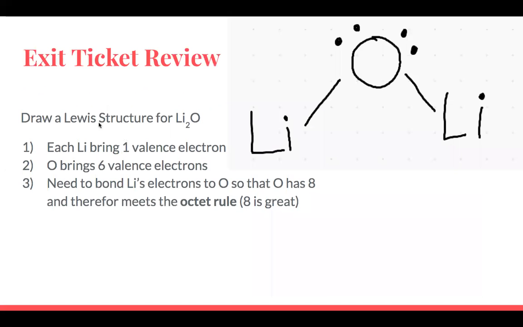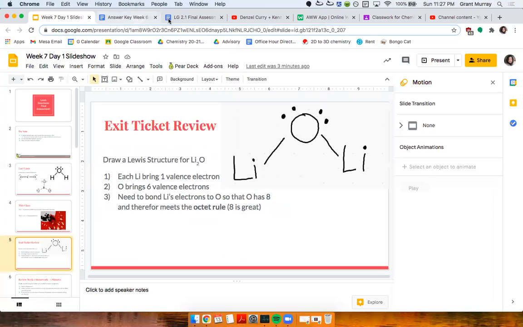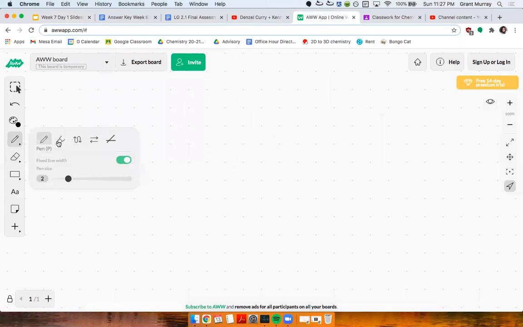Exit ticket review. This is drawing a Lewis structure for Li2O. Sorry, Li2O, not lithium dioxide, dilithium oxide. So each lithium atom here brings one electron with it. O brings six valence electrons, and therefore I need to take the one electron from lithium and bond it to O, so that O ends up with 8. Therefore, it meets the octet rule. If we count oxygen right here, 1, 2, 3, 4, 5, 6, 7, 8. If you're good on this, you can probably skip the next part of the video where I go through a little bit slower. What does this actually look like?